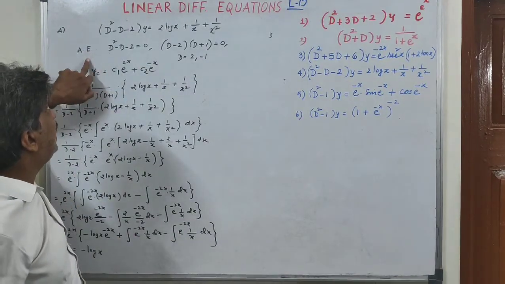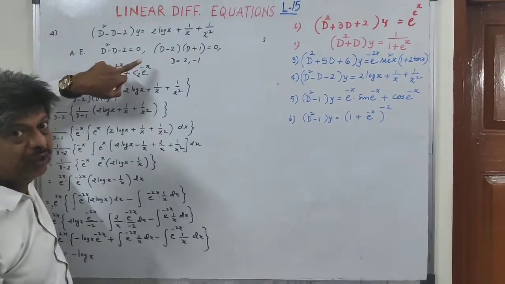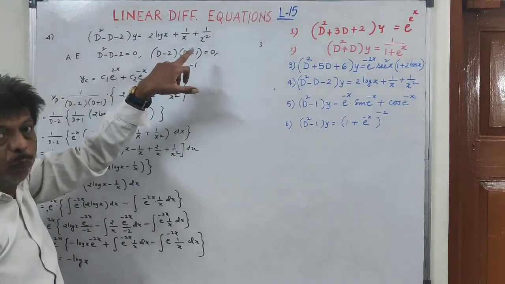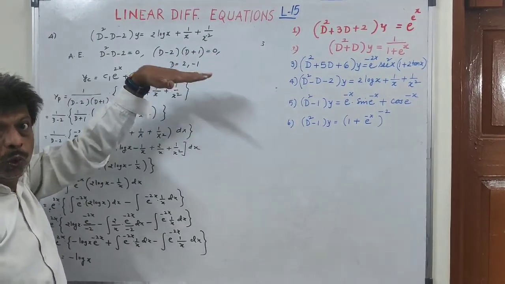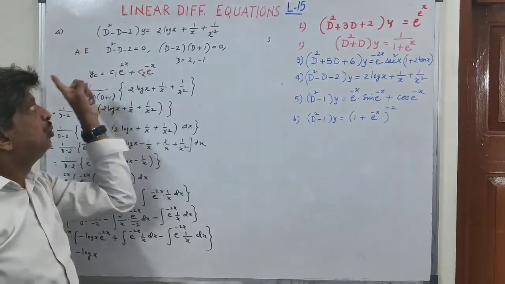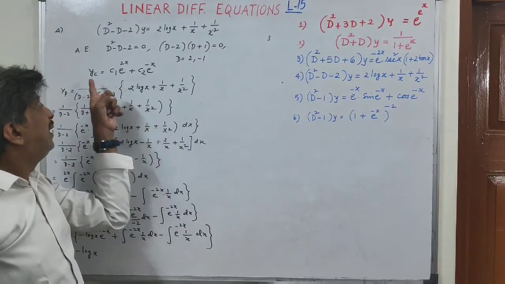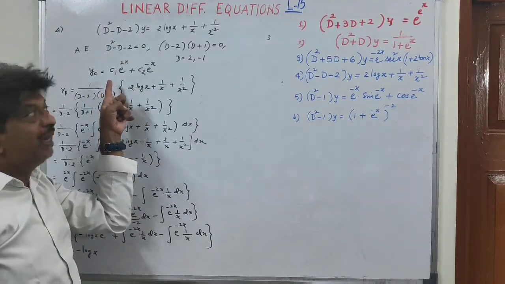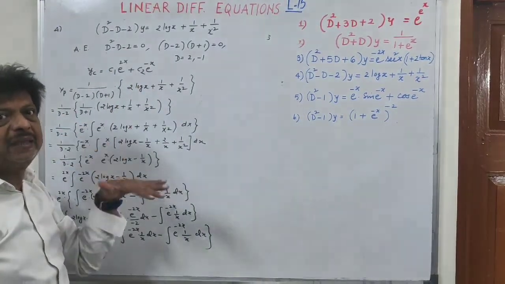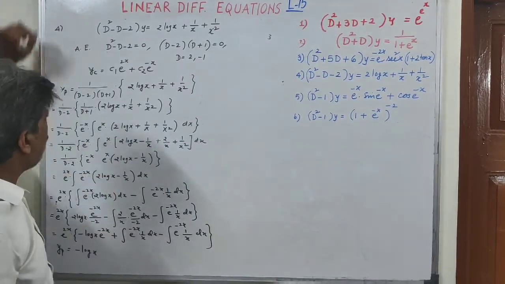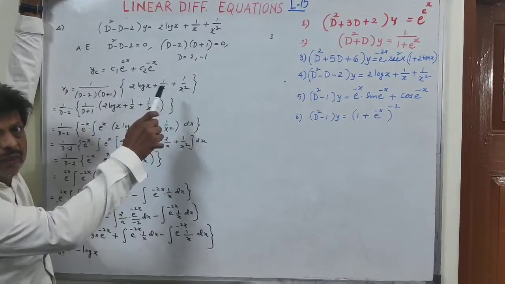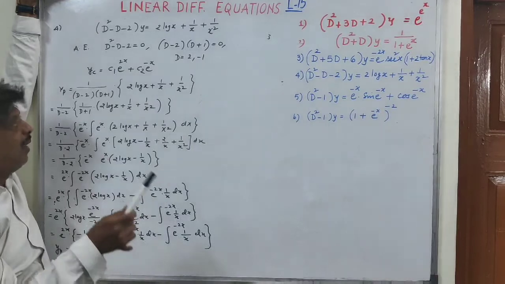So here the auxiliary equation is D square minus D minus 2 is 0, whose factors are D minus 2 and D plus 1. So plus 2 and minus 1 are the two real distinct roots of this auxiliary equation, which means the complementary function is c1 into e raised to power 2x plus c2 into e raised to power minus x. Now, yp is 1 upon f of D into f of x, which is 2 log x plus 1 by x plus 1 by x square.